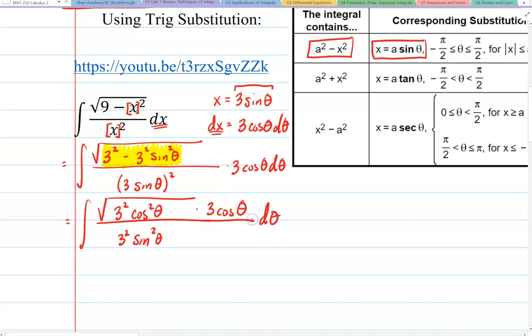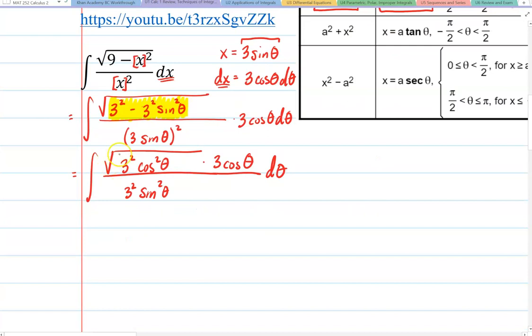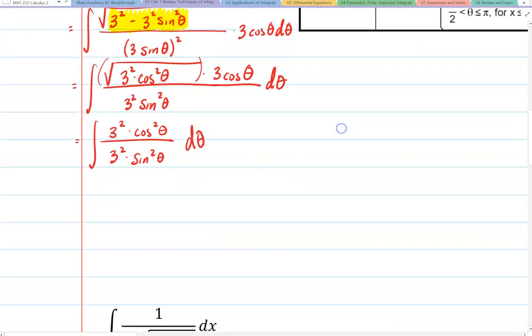Okay. All right. So what happens when we take the square root of 3 squared times cosine squared? Well, that just leaves us with 3 cosine theta. Then if the result of this expression is 3 cosine theta, and we multiply again by 3 cosine theta, which was brought in by our differential, we're right back to where we started. We've got 3 squared cosine squared theta divided by 3 squared sine squared theta. And we want the integral of that with respect to theta.